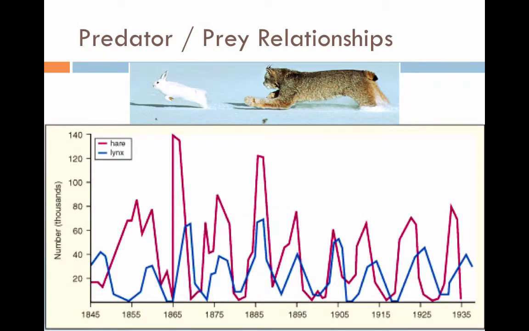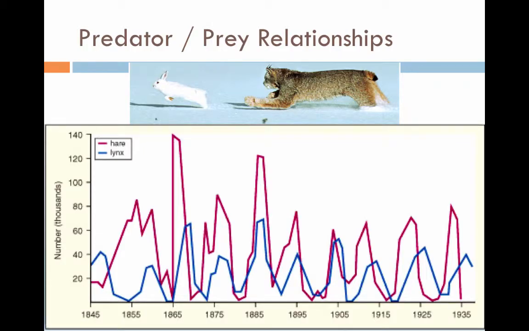This graph is showing you how the predator and prey populations change in relation to each other. For example, when the hare population, which are the prey, increases, so does the population of lynx, which are the predators. So in this case, we have hare is purple. There's the purple increasing. And lynx, which is the predator, is blue. So when the hare increases, so does the lynx population.